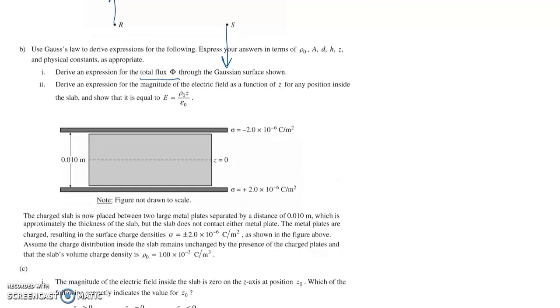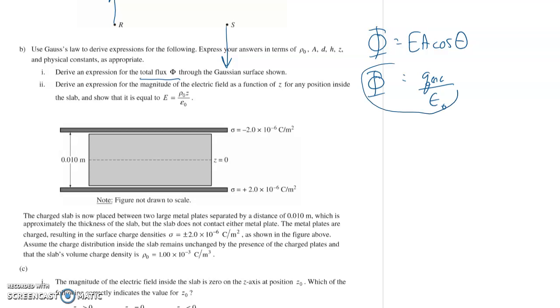So now we have to find flux. So really we only have two equations that have flux in it. The one equation is the definition of flux, which is EA cosine theta. The other one is Gauss's law, which says that the flux is equal to the Q enclosed over epsilon naught. One of those two is going to do it for you, and it's going to be this one in this case, because we do not know what the electric field is.